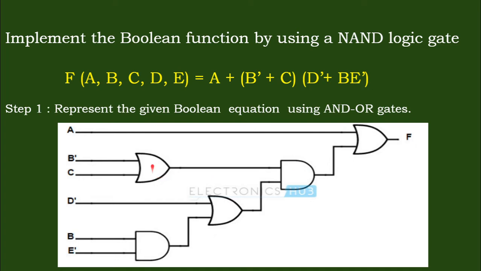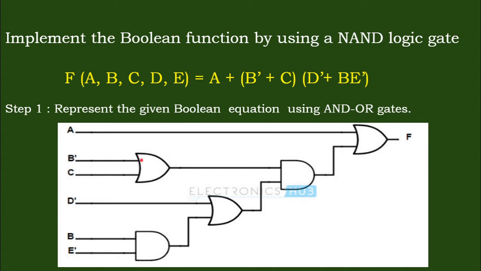So this is the OR gate and this is the AND gate. Starting from here, a plus b bar plus c. So b bar plus c is one OR gate, and then d bar plus b e bar. Here this is d bar. For this OR gate, the input is d bar plus b e bar, and we get the b e bar from the AND gate.